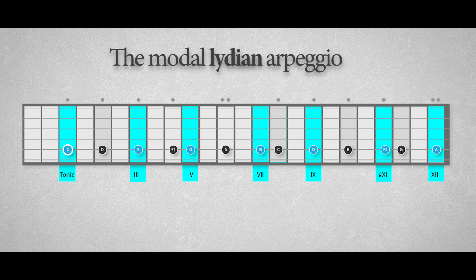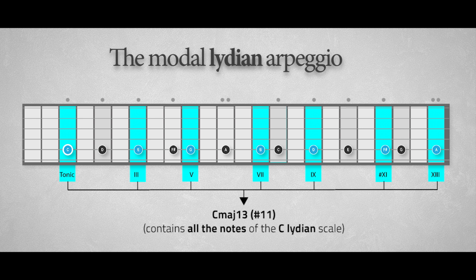Now let's take a look at the fourth mode of the G major scale, the C Lydian mode. When stacking thirds on top of the note C in the key of G major, we'll get a C major 13 chord, like this. C, E, G, B, D, F sharp, A and C. The raised 4th degree, the F sharp in C Lydian, is the characteristic note in this mode.